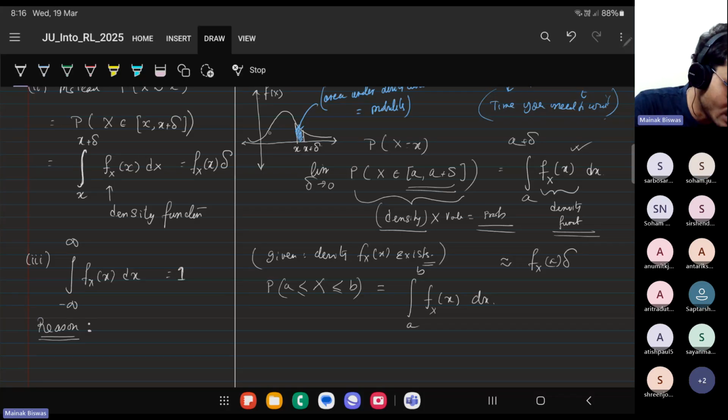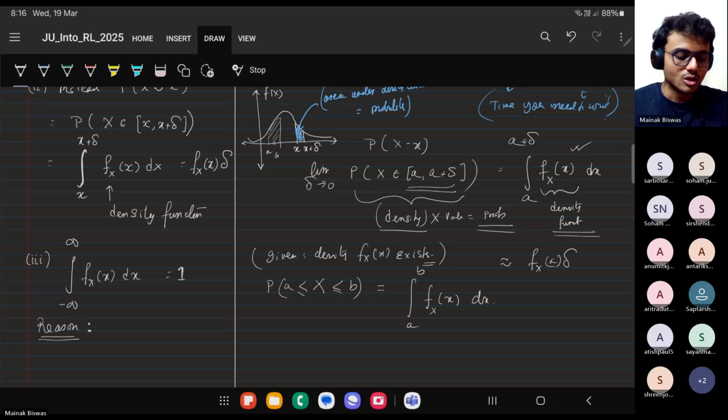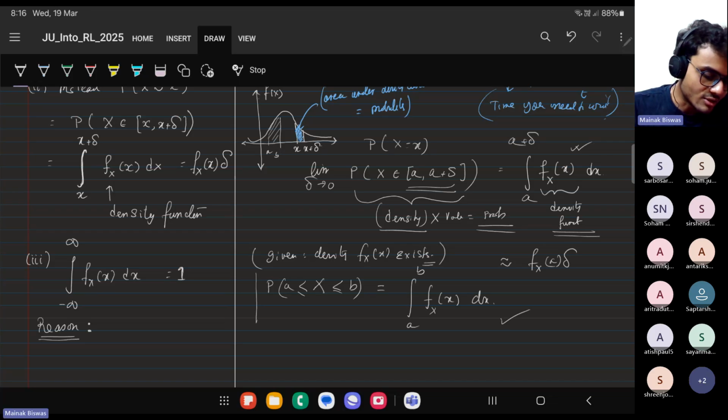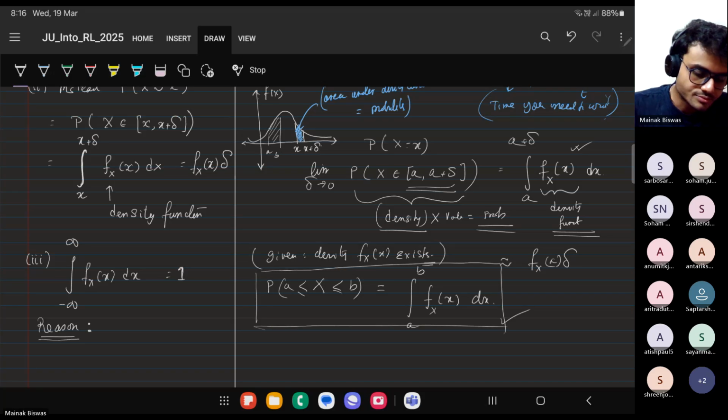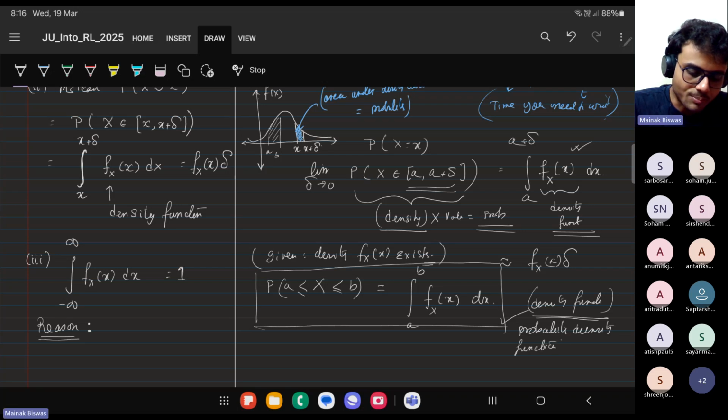So between A and B, say this is A, this is B, it is just the area under the curve. This is how density functions are defined. It's also called the probability density function, or the PDF. So in your exams, if they ask you what is the PDF, this is the PDF. But we'll see how the PDF is related to everything. We are understanding that if we are given a PDF, we can find all probabilities, right? That's the idea.